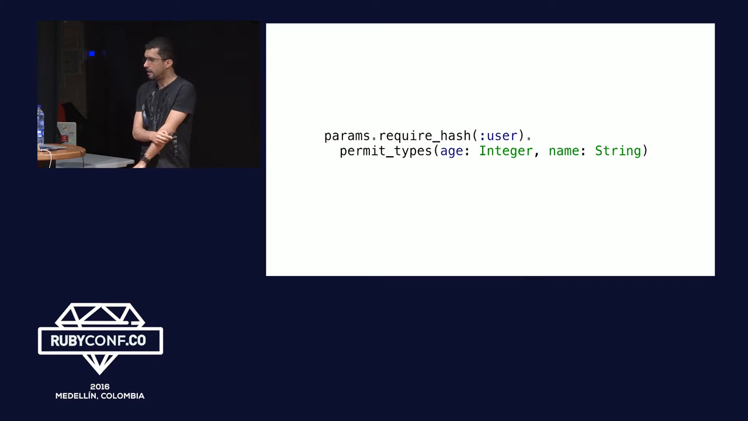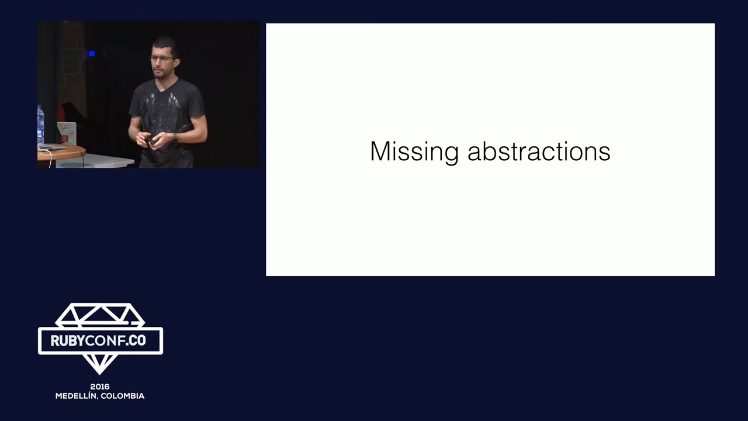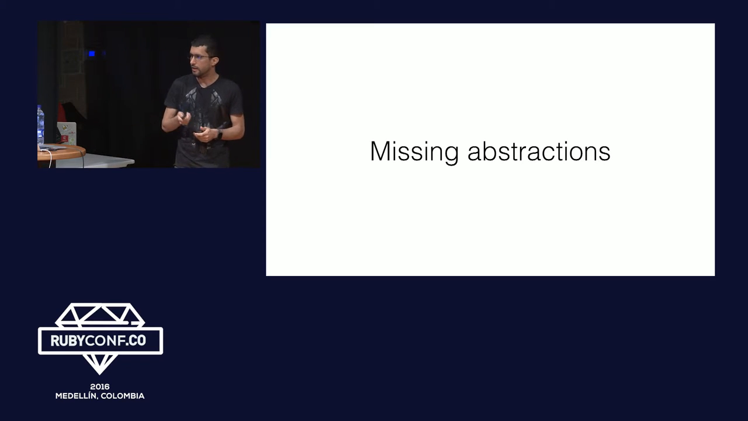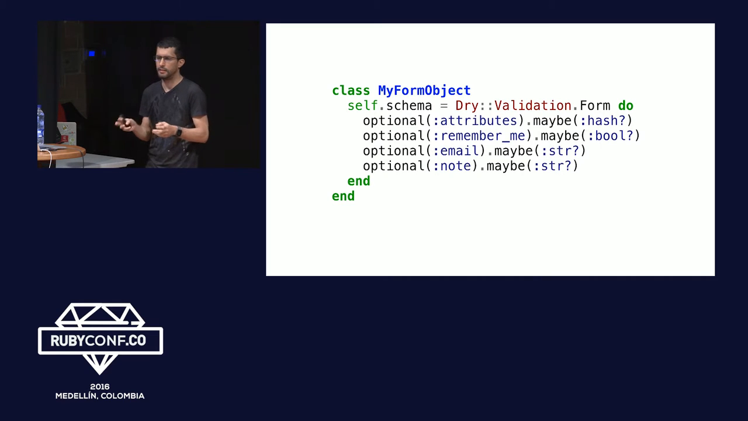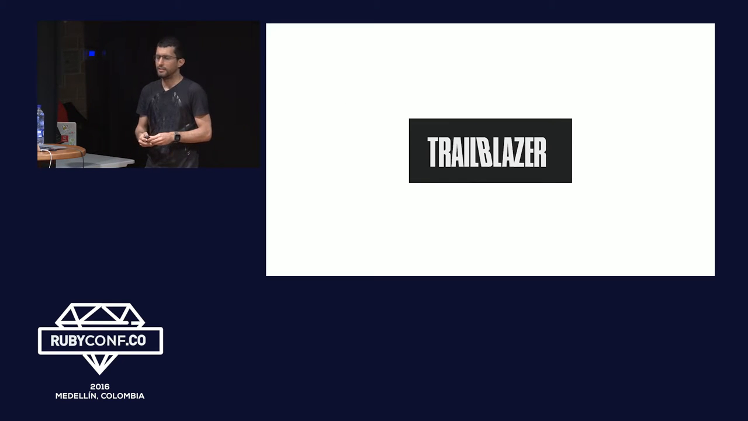of your attributes. And during this project, we also found that we were missing some abstractions. For instance, we had some complex forms that had a lot of logic to validate parameters and logic to typecast those parameters. So we used the dry-validation gem to define the schema of the form object. So we created these abstractions inside Shopify, and we are also trying to see different approaches like that. If you are interested, the Trailblazer gem has form objects, the Reform gem, that can do that for you. You don't need to implement it yourself.